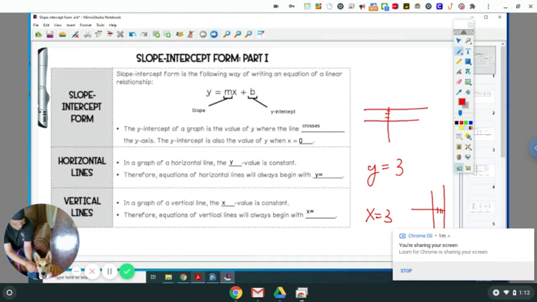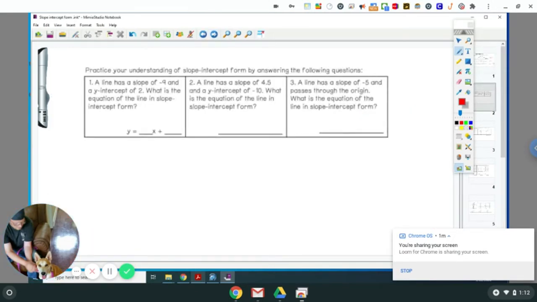Okay, so more into the slope-intercept form. So we're going to practice writing an equation in slope-intercept form from these problems. It says a line has a slope of -9. So your slope always goes in front of the x, so it'll be -9, and has a y-intercept of 2, so it'll be +2. And your equation will be y equals -9x plus 2.